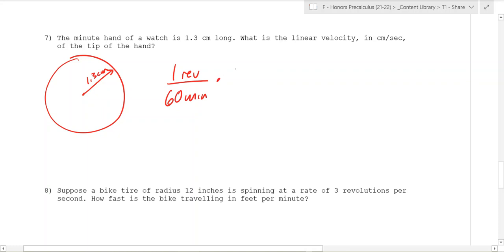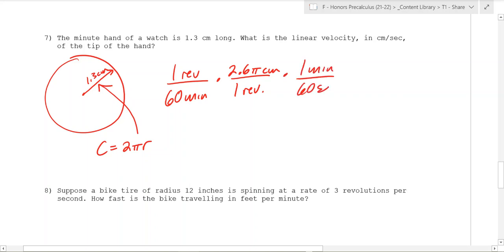And then you're going to multiply it by however long it takes for it to travel. The tip goes in 1 revolution. Well, if the radius of the circle is 1.3 centimeters, the circumference of the circle is 2.6 pi centimeters, because we know that circumference is equal to 2 pi r, and in this case r is 1.3. So 1 revolution, it travels 2.6 pi centimeters, and in 1 minute there is 60 seconds.